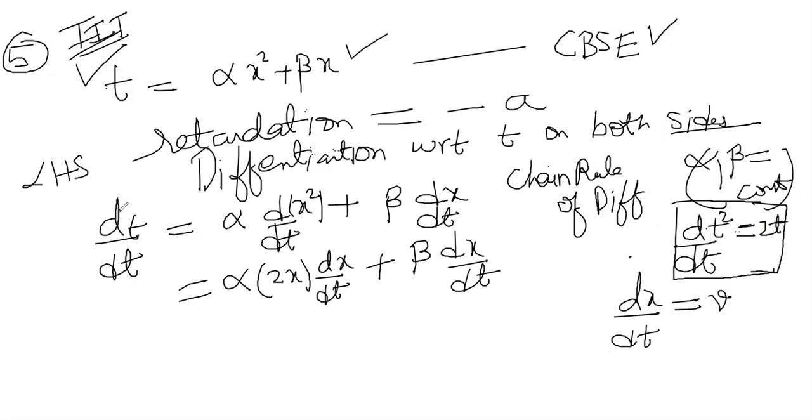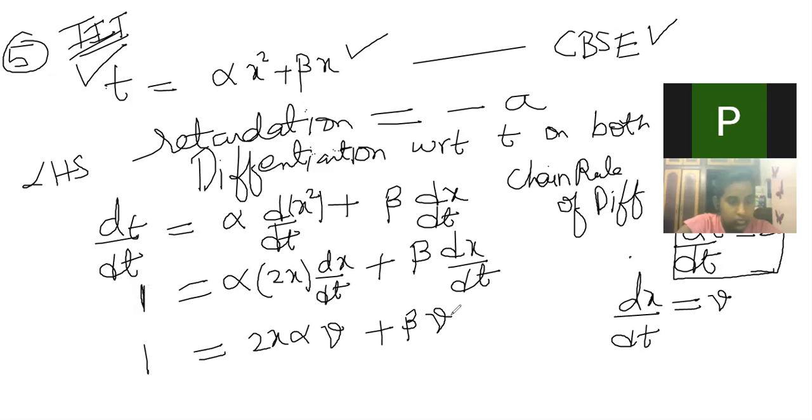Now you see LHS is dt by dt. Your favorite one will come here. So, LHS is 1 is equal to 2x alpha into what is this? Velocity. Velocity plus beta into again velocity. Understood till here?